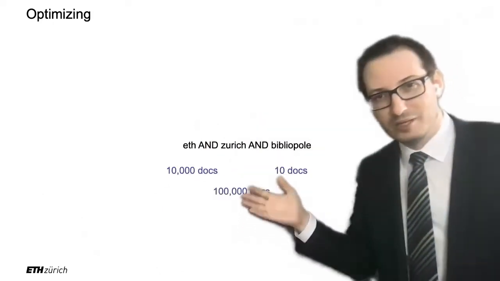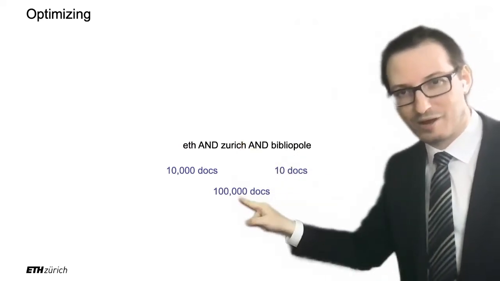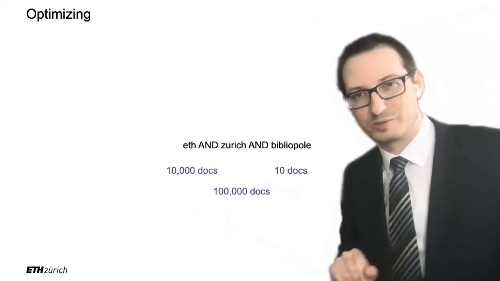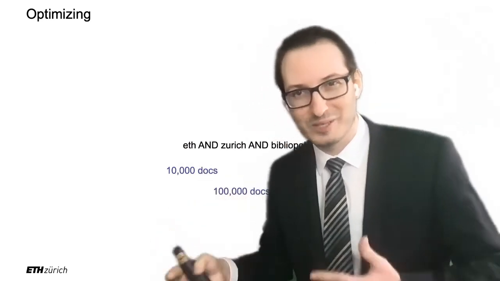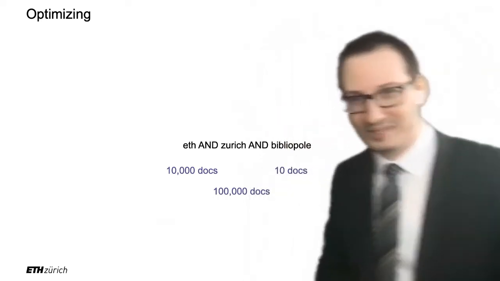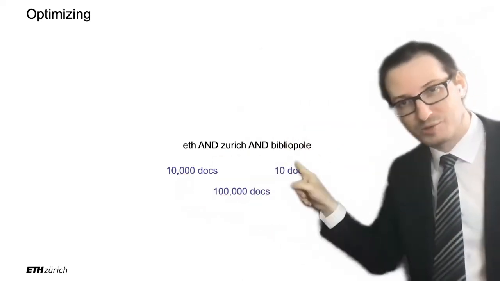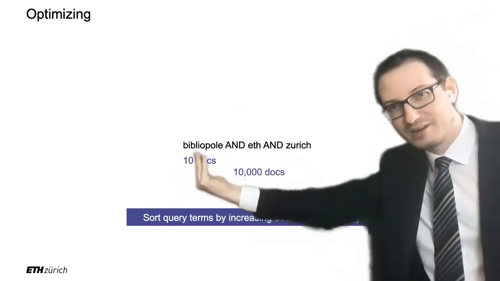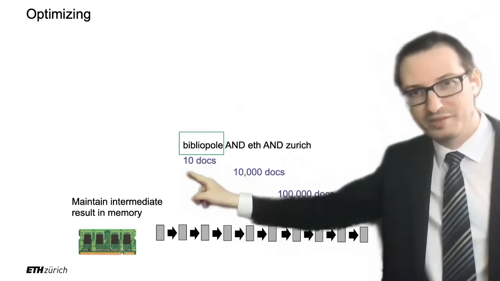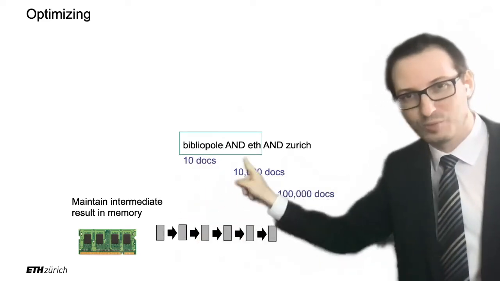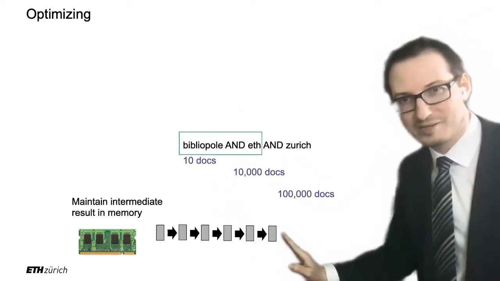So you can know in O of one that here there are 10 documents, here there are 100,000, and here there are 10,000. There's no magic in there, right? It didn't come out of nowhere. It's because it was pre-computed when we built the index. Okay, so we start with the two smaller ones, 10,000 and 10. So we can rearrange here, I basically sort them in ascending order. And we are just going to start with the smaller one, intersect it with the second smaller one that basically, you see, reduces the size.